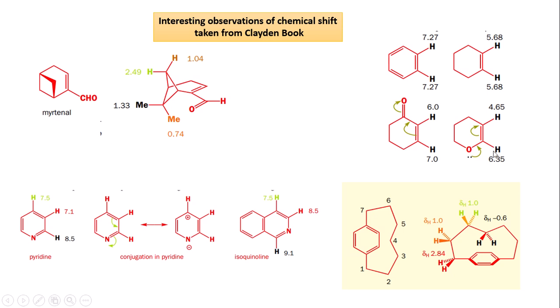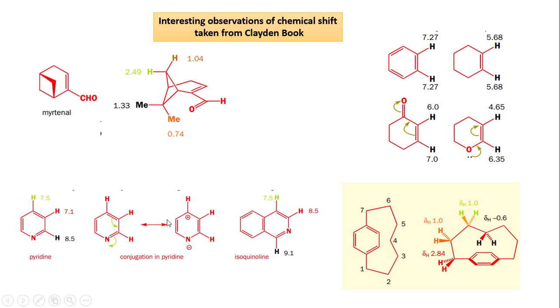And if we compare the two substrates, one is the alpha beta unsaturated ketone and the other is the pyrene derivative. In the alpha beta unsaturated carbonyl compound, after resonance a positive charge is created beta to the carbonyl, so it has a higher chemical shift value. And in the case of the pyrene derivative, a negative charge is created beta to the oxygen atom, and hence it shows a lower chemical shift value compared to the corresponding 6.35 value.